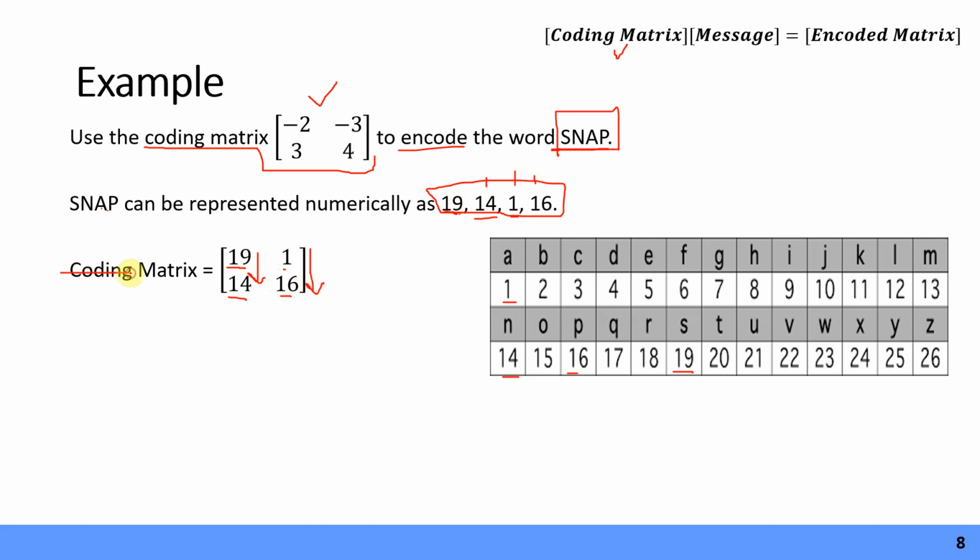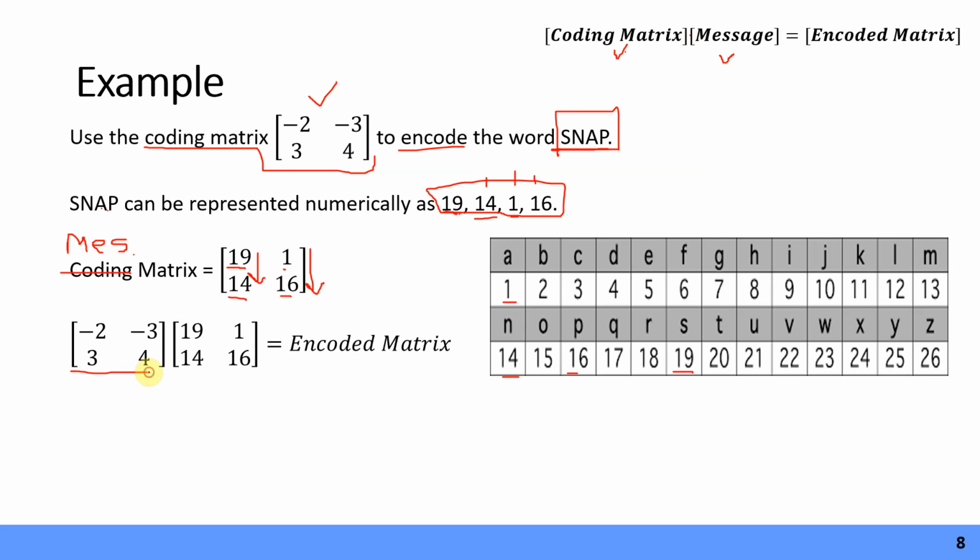This right here is your message. I'm just going to put the word message, because you have put the word into a message matrix. So we have our coding matrix, and now we have our message. The only thing I have to do is multiply them together. My answer is going to be the coding matrix times the message matrix, and whatever I get is going to be my encrypted message, or my encrypted matrix.